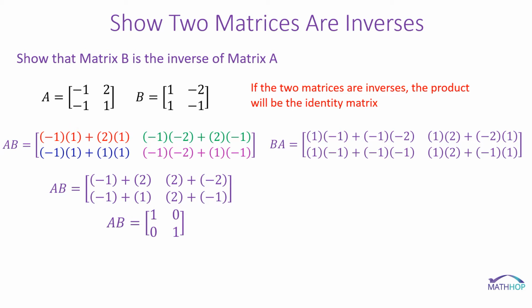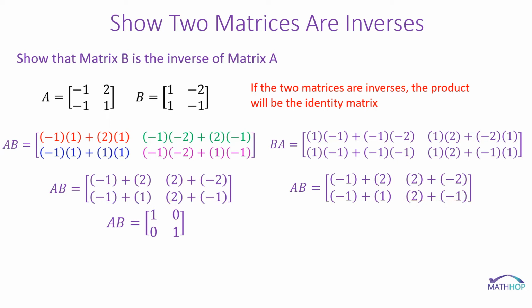Let's clean this up. B times A, actually this should say B times A because that's what we're following here. -1 times 1 is -1. -1 times -2 is positive 2. 2 times 1 is 2. -2 times 1 is -2. -1 plus 1, that's what you get when you multiply 1 times -1 plus -1 times -1. And the last entry here is 2 plus -1.